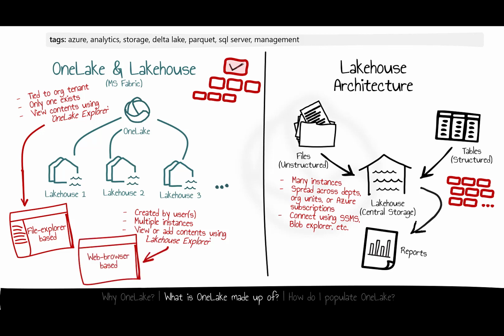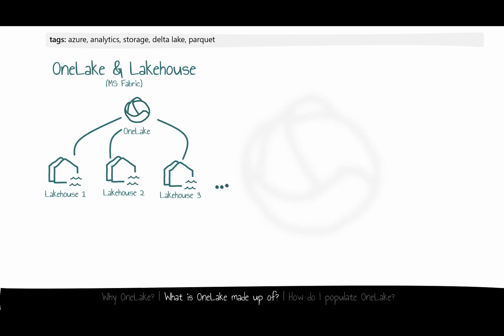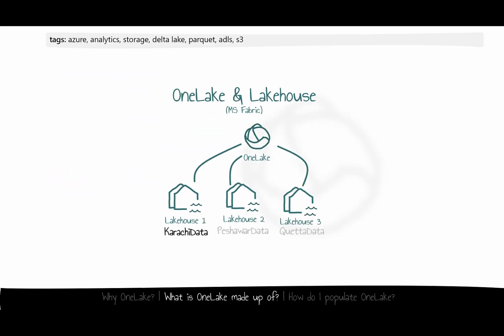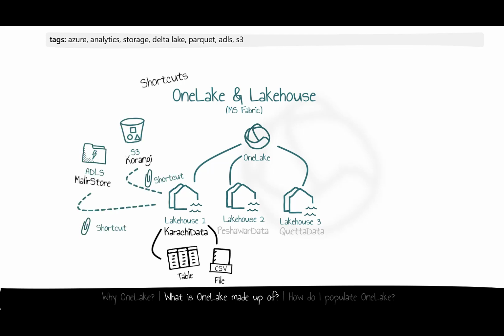Let's focus our attention on OneLake, which is used to view data from 3 lakehouses in this scenario. I mentioned before that each lakehouse is used to store tables and files. You can also create shortcuts to ADLS storage or an S3 bucket. Shortcuts simply copy the data from the sources to the lakehouse.